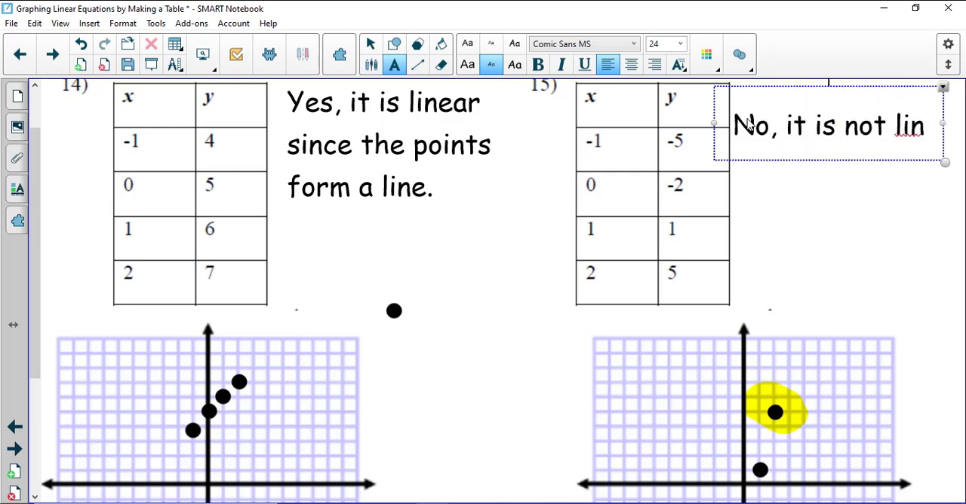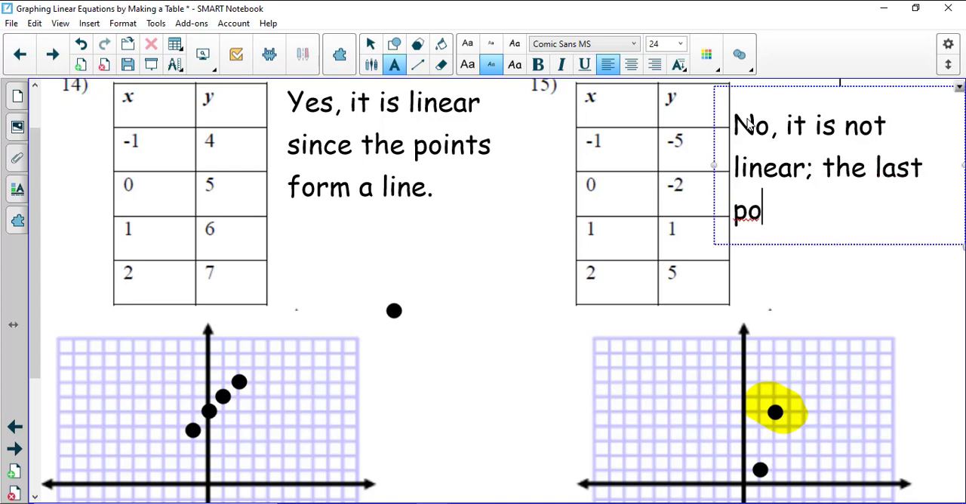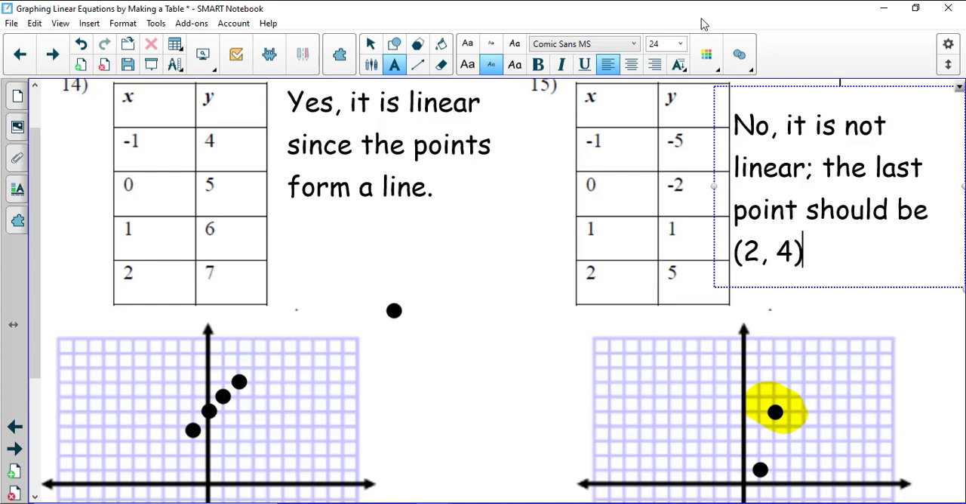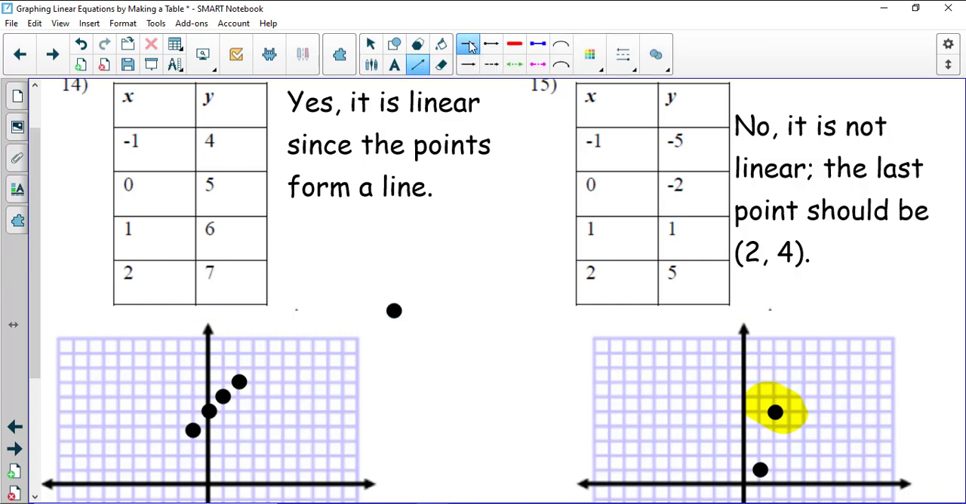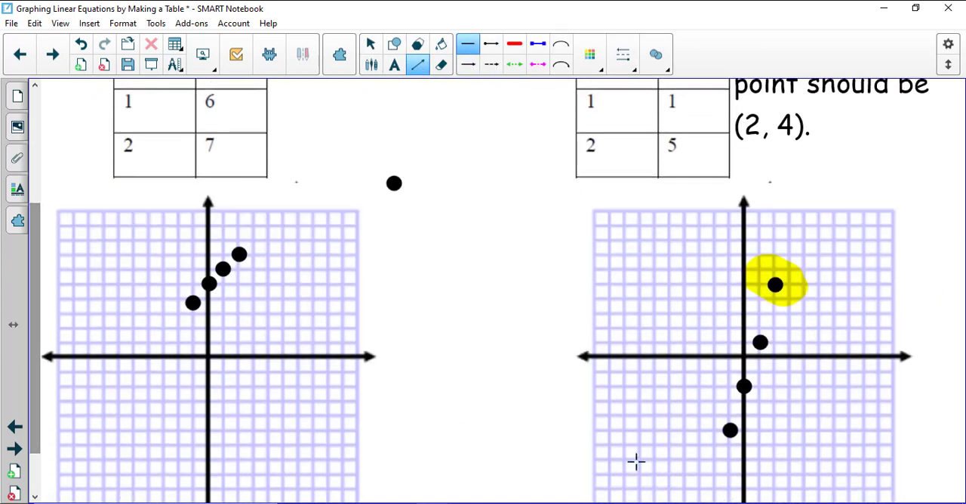So no, it is not linear. We could even say the last point should be 2 comma 4. If it were 2 comma 4, then this would be a situation where it would be linear. You could say that last point's not going to be on the line. It's very close though. In fact, when you're first looking at it, because we're graphing on such a small coordinate plane, it actually almost looks like it's going to be on the line. If I connect these perfectly though, it's just slightly going to be off that line.